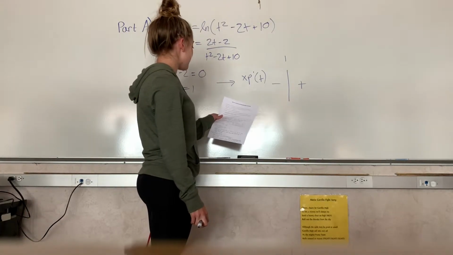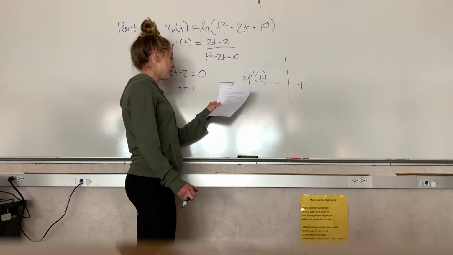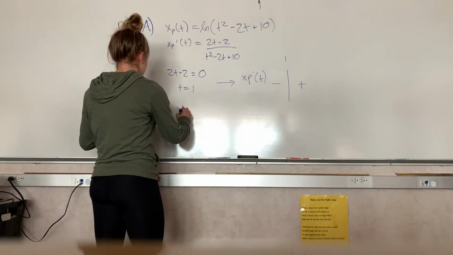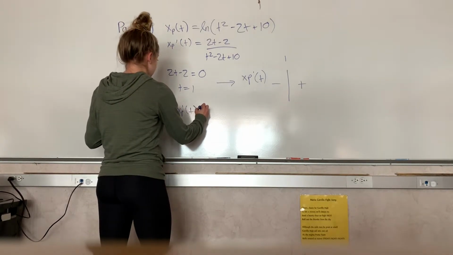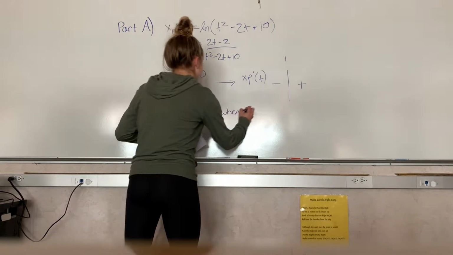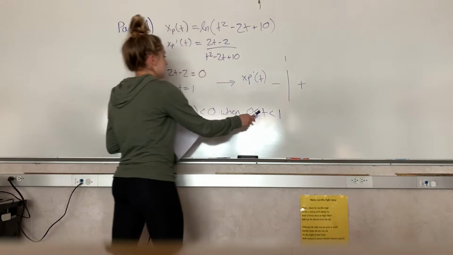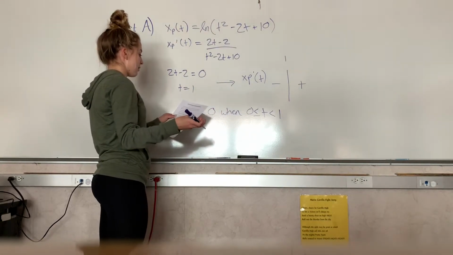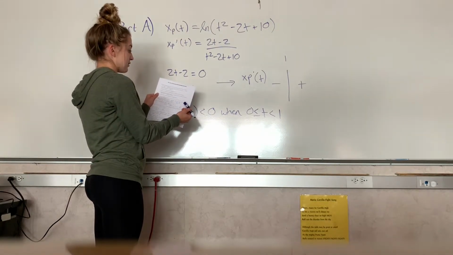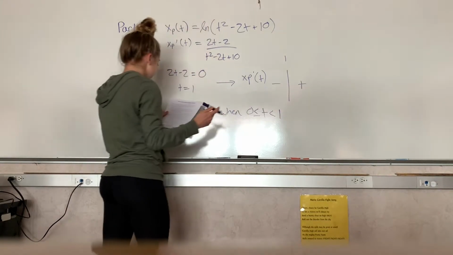So particle P is moving left when the derivative is negative. So therefore, because x p prime of t is less than 0 when 0 is less than or equal to t, which is less than 1, and we know that 0 is on the left end of the domain because in the problem they gave you that the domain is 0 is less than or equal to t, which is less than or equal to 8, so it can be anything less than 0. And it can be anything greater than 1 because otherwise it would be increasing.